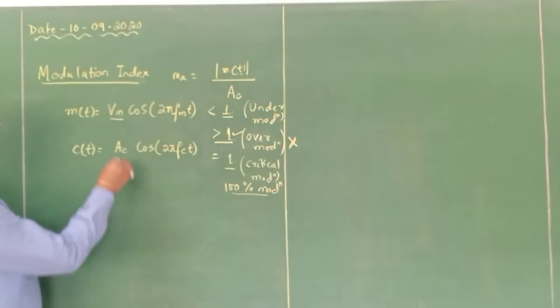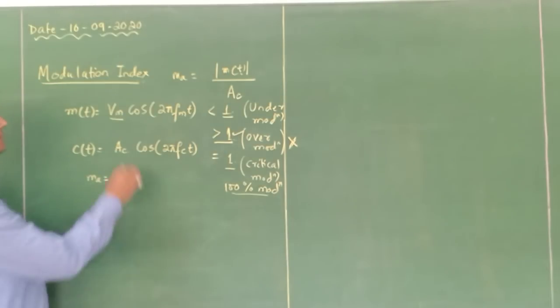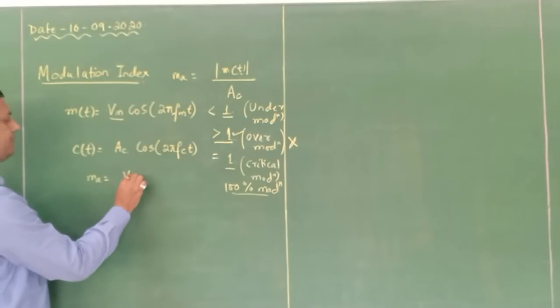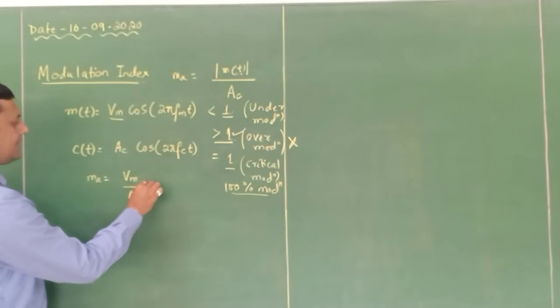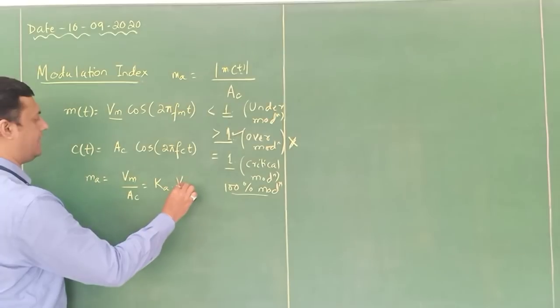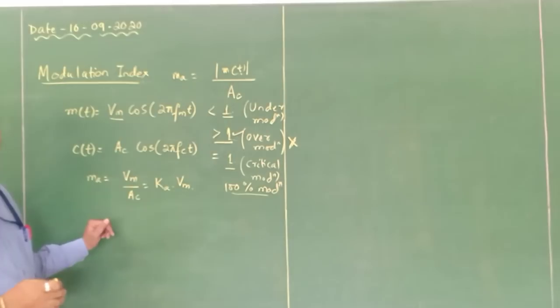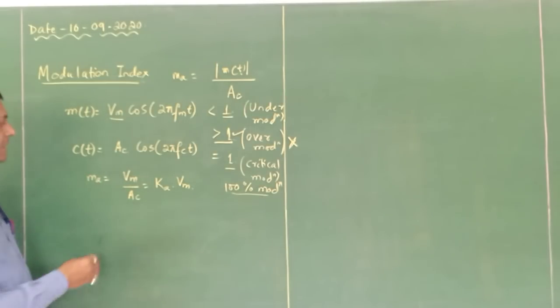Okay, and if I want to determine what is modulation index, so what is the peak value of this modulating signal? Vm divided by AC. Okay, now this I can write as k suffix a into Vm. In many of the books, this k suffix a is not discussed directly. They will represent what is modulation index.